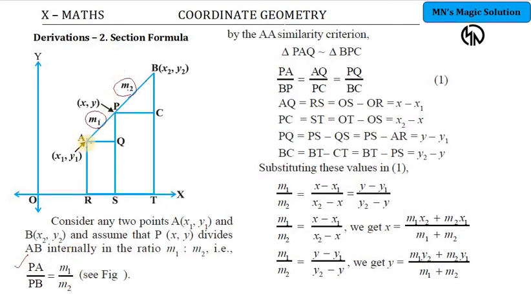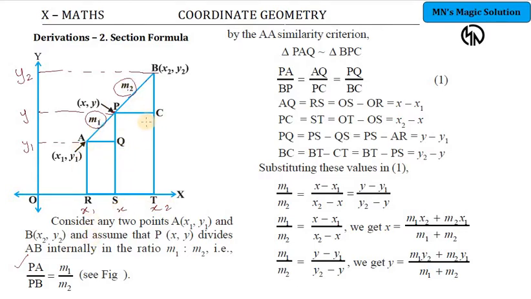Again, the coordinates of the point A are x1, y1. So the length of this OR will be x1. In the same way, if you drop a perpendicular here, this will be y1. Same way for B, if you drop a perpendicular over here, this length will be y2. And if we drop a perpendicular from P, this length will be y. Similarly over here it is x2 and here it is x. Now we are going to make use of these distances.